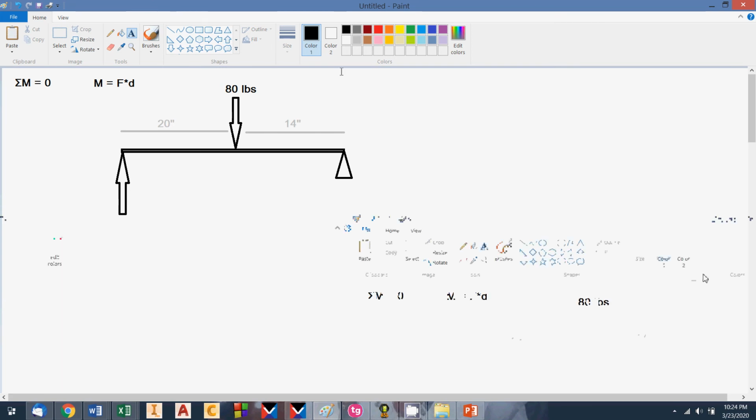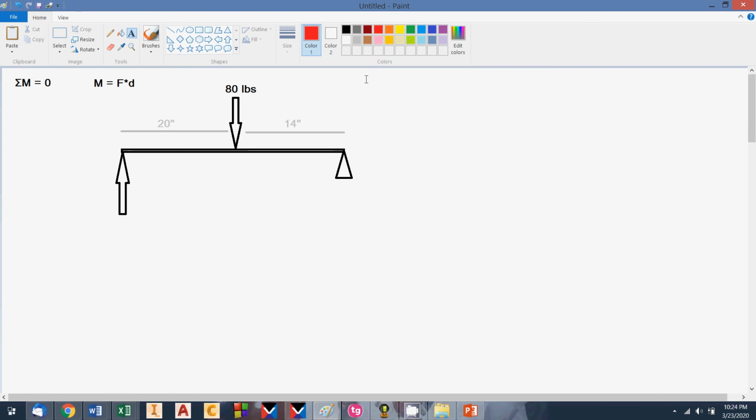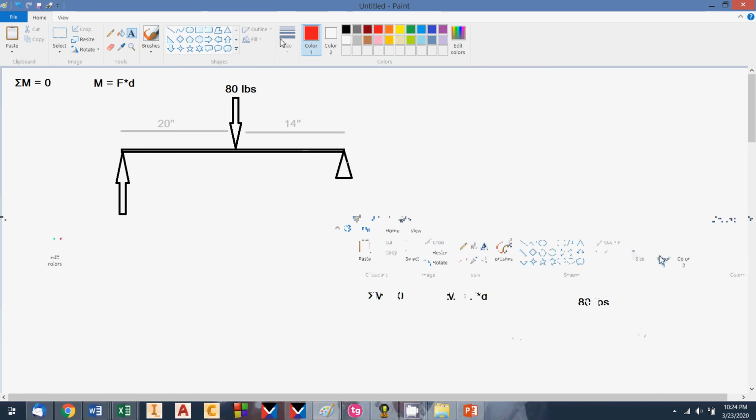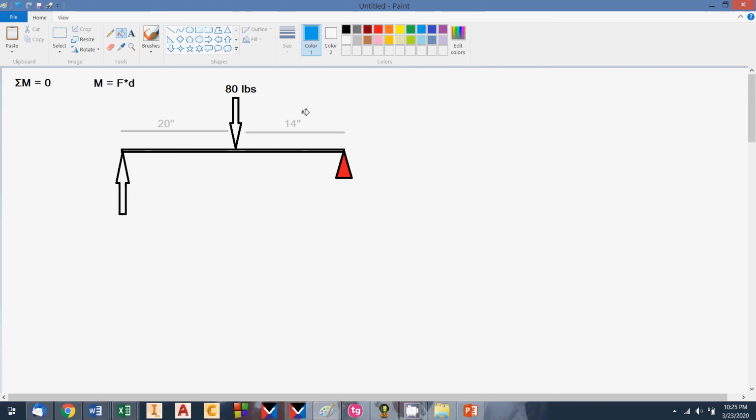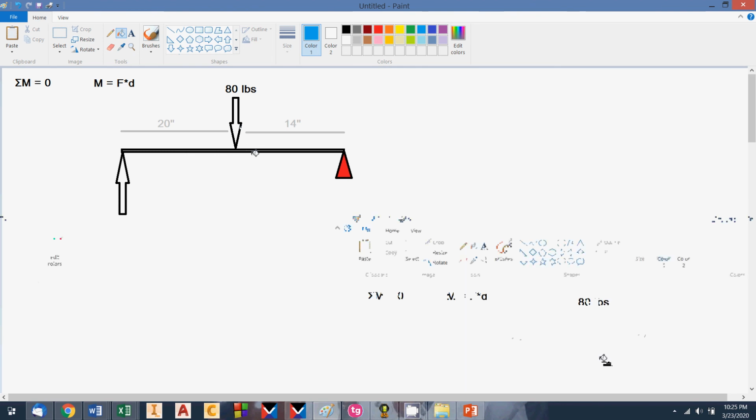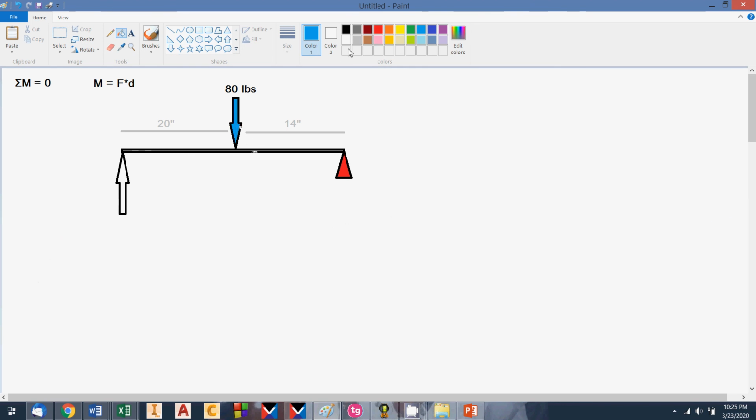So first, I want to kind of color code some of these things. I'm going to make my fulcrum red, and I'm just going to do this so you can see where each individual part of the equation is coming from. I'm going to make my downward force here blue, and let's make our upward force green. All right, let's switch back real quick.